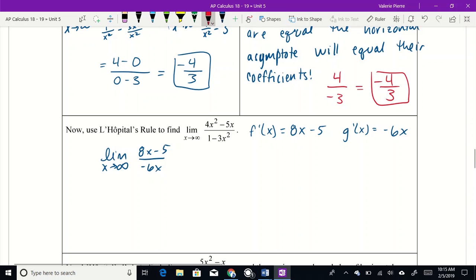Like I stated previously, you could apply L'Hopital's rule however many times you'd like. So if we apply it again, then f prime of x is equal to 8, and g prime of x is equal to negative 6. So we'll have the limit as x approaches infinity of 8 over negative 6, which is equal to 4 over negative 3, or negative 4 thirds.